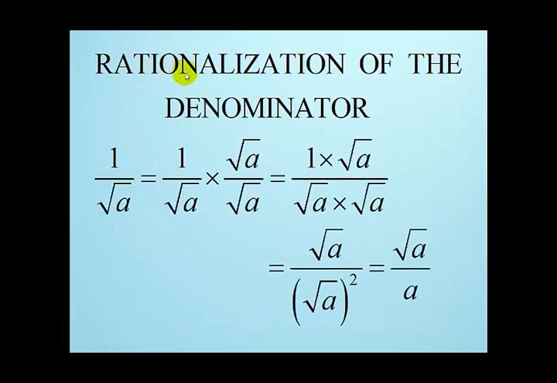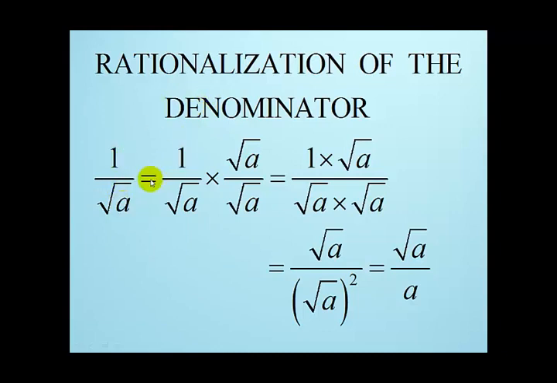Now let's look at rationalization of the denominator. When we consider this fraction 1 divided by the square root of a, the numerator is 1 and the denominator is root a. So we can see that the denominator is a surd. Now 1 divided by root a, to avoid division by decimal, because if root a is a surd, that means that the square root of a will give us a decimal. And so to avoid division by decimal, we rationalize.